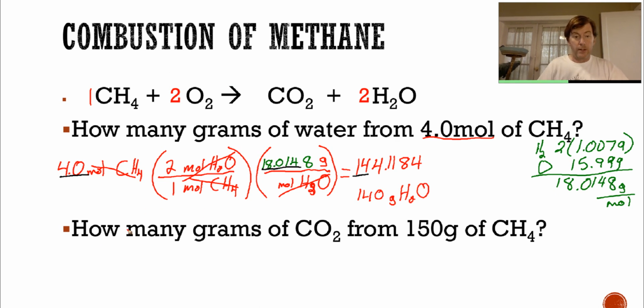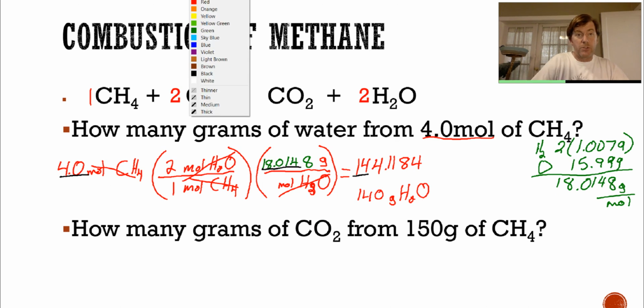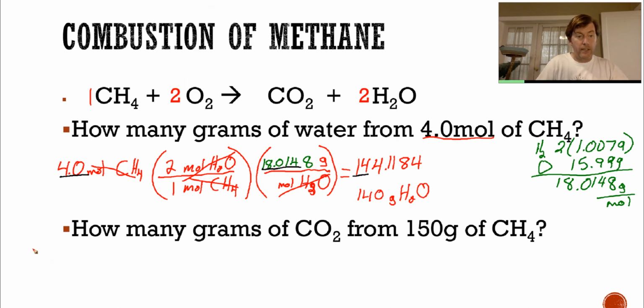So let's do another one here. We can relate any 2 things from this balanced equation. This time let's relate methane to carbon dioxide. So again, I'm going to start with my given. I've got 150 grams of methane. So the first thing I want to do is get rid of grams of methane and get moles of methane.